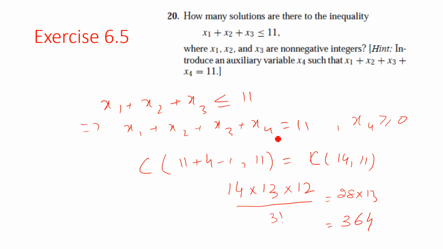And if x4 is greater than 0, then this is greater than 11. So x4 is greater than or equal to 0. This is very important to write. Okay, the rest you know how to solve. This is a repeated combination problem. So r here is 11 and n is 4, because we have 4 types, and we have to choose 11 objects from 4 types of objects. So 11 plus 4 minus 1, C 11, and we have the answer 364.